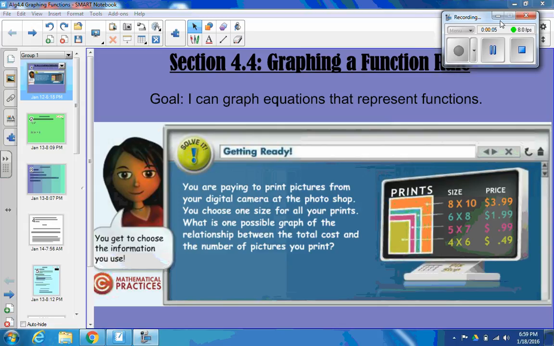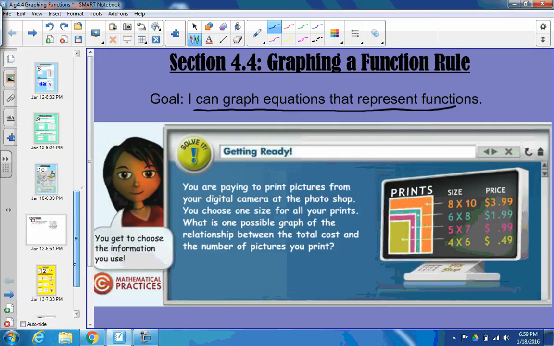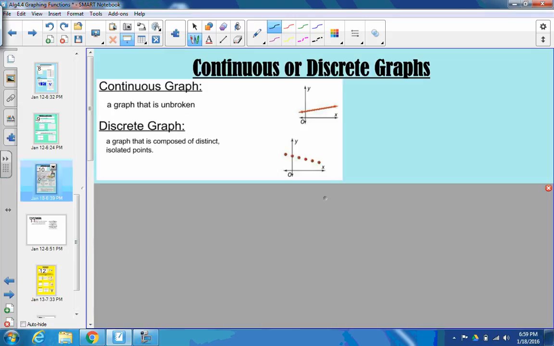So we're going to talk about just a second part of section 4.4, and this is going to be a quick one about continuous and discrete graphs. Since our goal here, I'll remind you, is to graph equations that represent functions, we're going to talk about a couple different types of graphs, and they are continuous and discrete. So in the last video, we talked about what these two are.